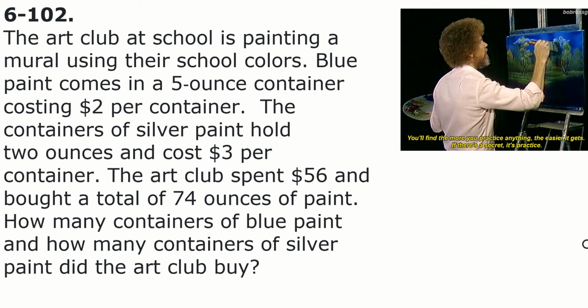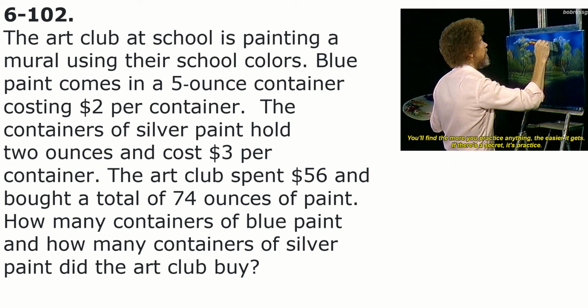The art club at school is painting a mural using their school colors. Blue paint comes in a 5-ounce container costing $2 per container. The containers of silver paint hold 2 ounces and cost $3 per container. The art club spent $56 and bought a total of 74 ounces of paint. How many containers of blue paint and how many containers of silver paint did the art club buy?